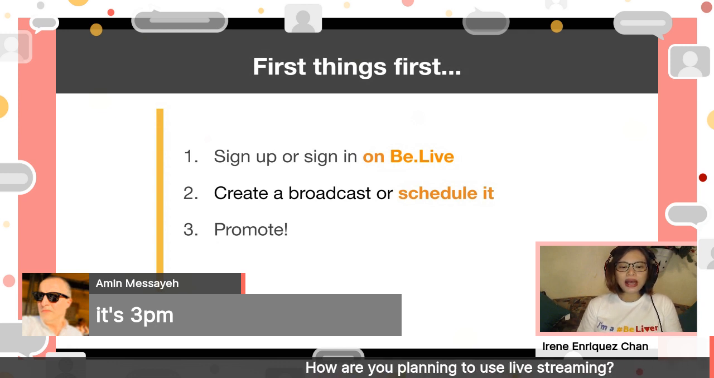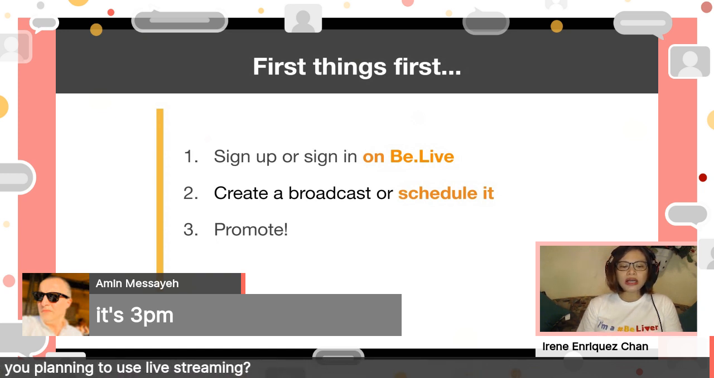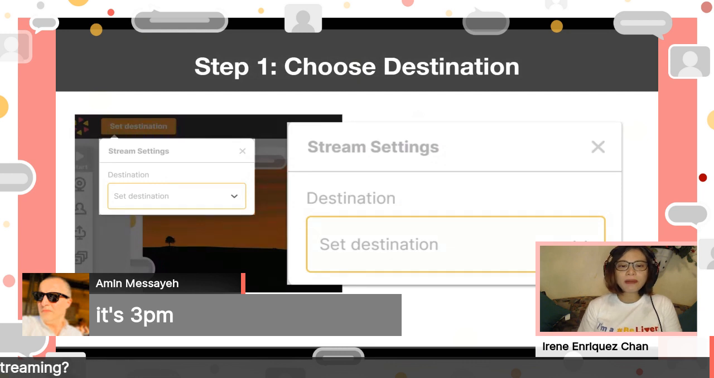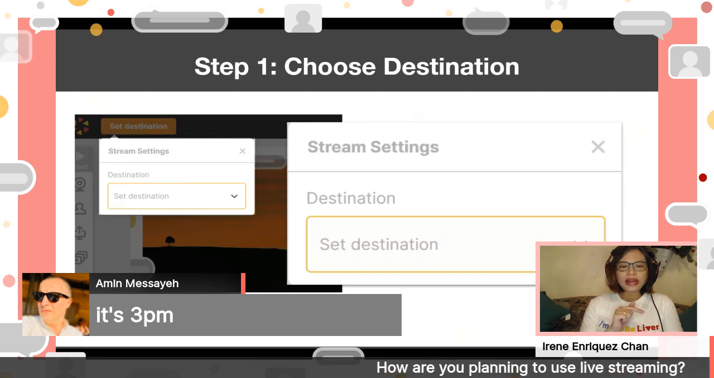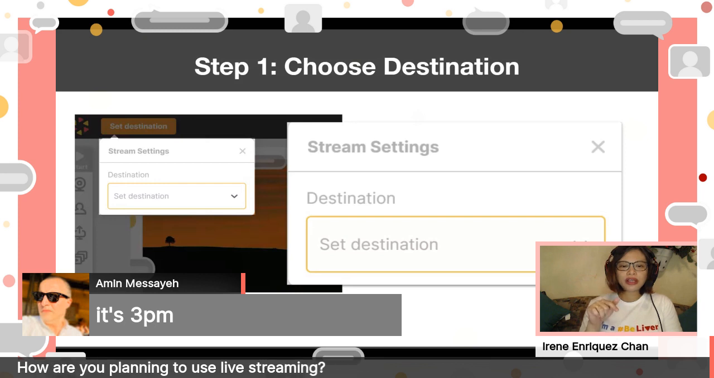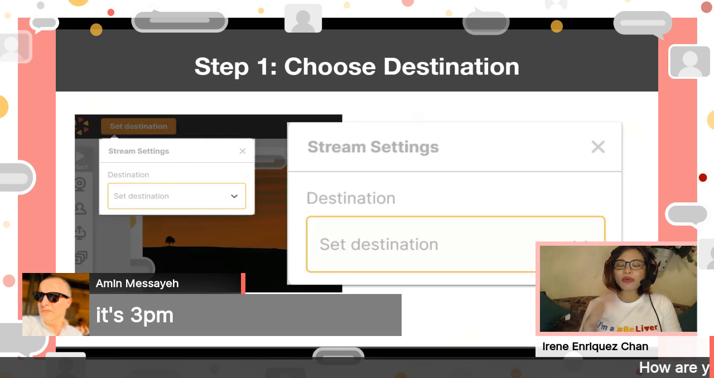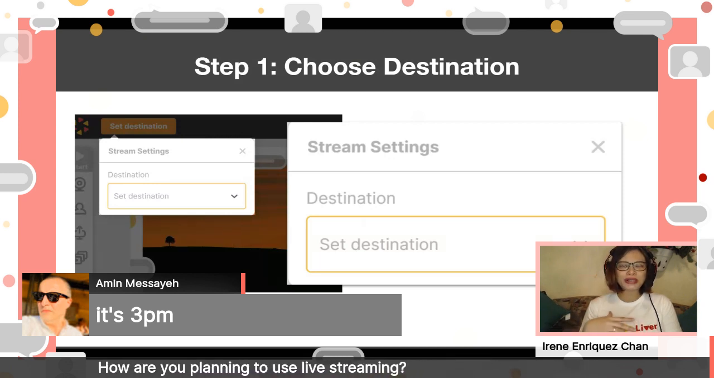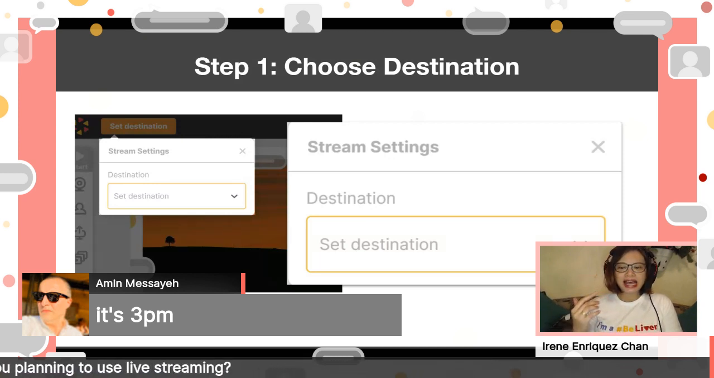Once you are on BeLive, you create your broadcast or you schedule it, and then of course you promote. So step one, once you're in the studio, you kind of saw it earlier when I was showing you the share screen in the studio. The first thing you need to do is to choose the destination. Where are you broadcasting? Are you broadcasting on Facebook, YouTube, or offline recording? We actually discussed offline recording last week. I think it was last week. Check out the playlist, and you will be able to see that.